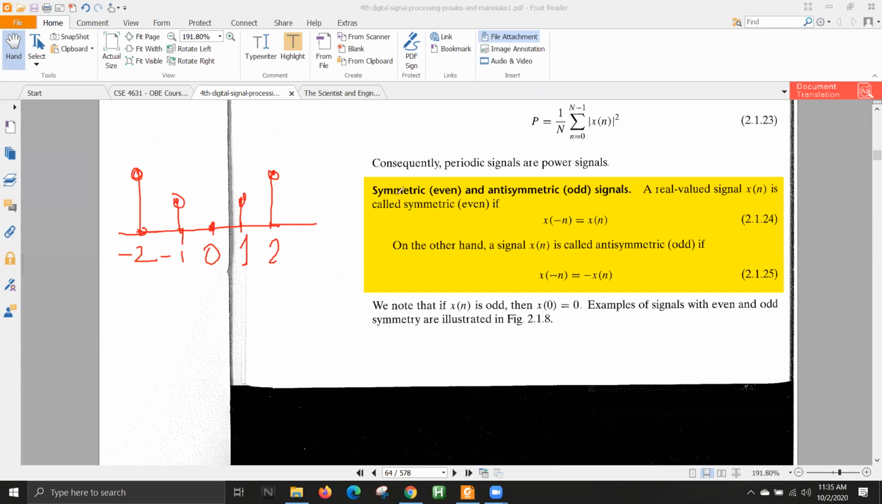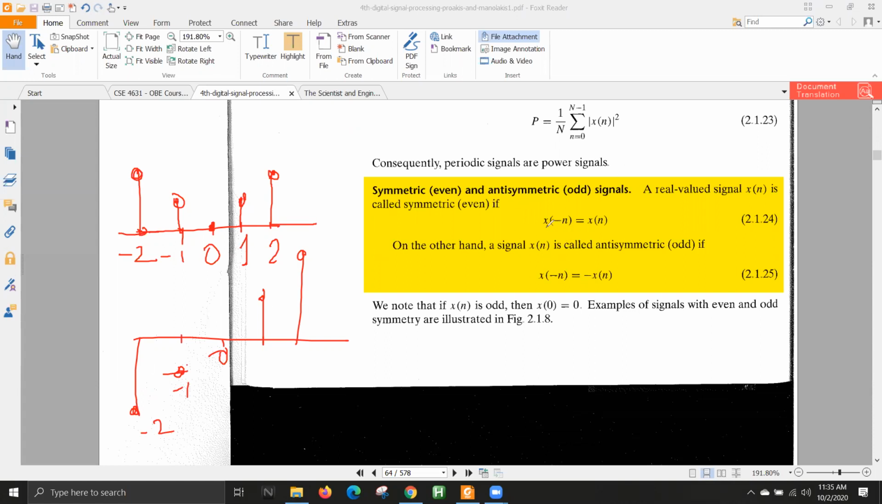it is symmetric, and antisymmetric is when this same signal would be antisymmetric if I had a value here, a value here, and a value here. If it were like this, then it is antisymmetric. Okay, so is this thing clear? What symmetric and antisymmetric mean?